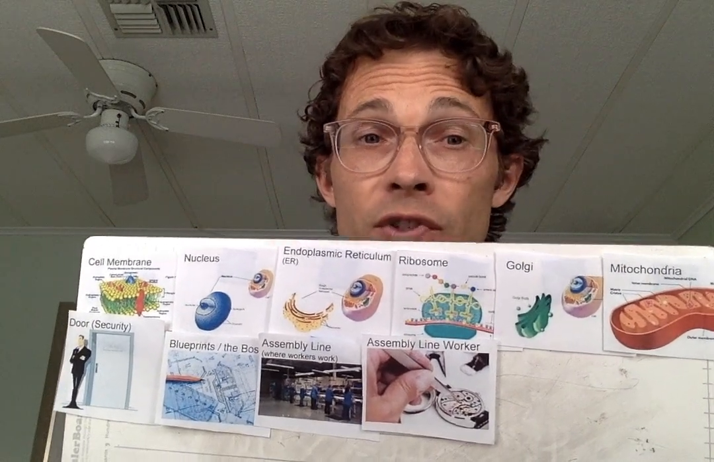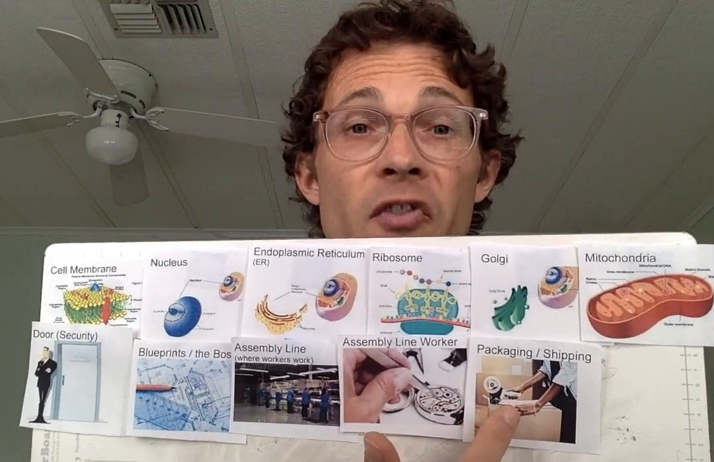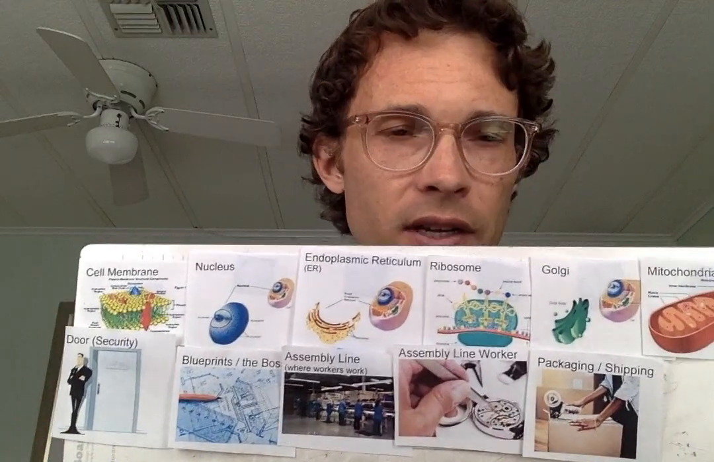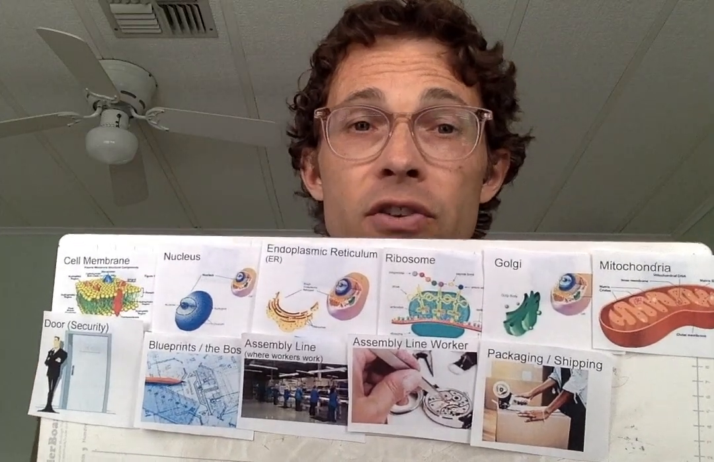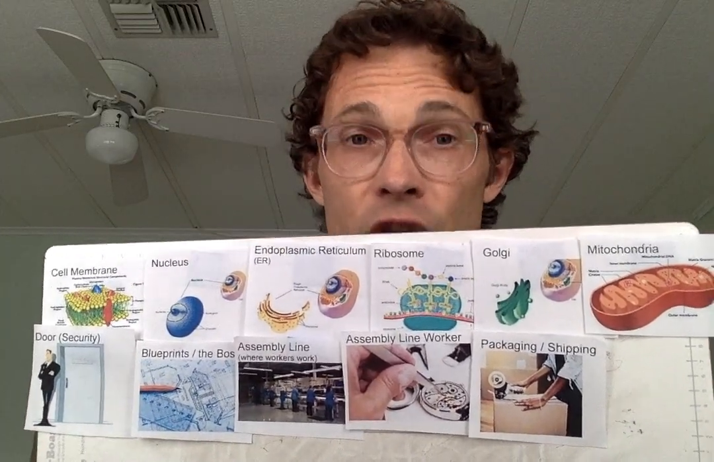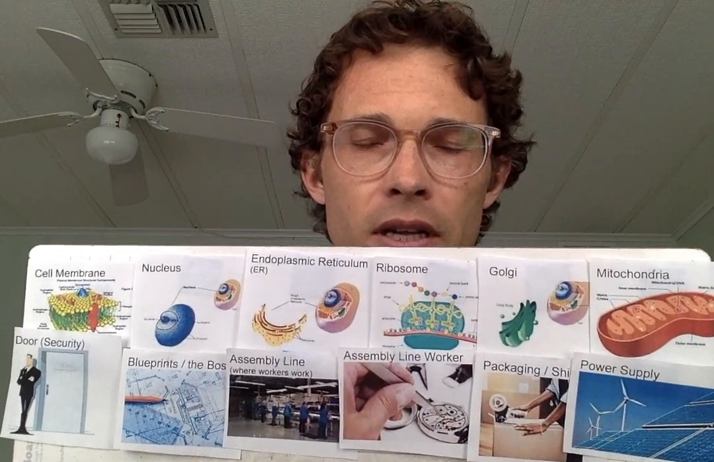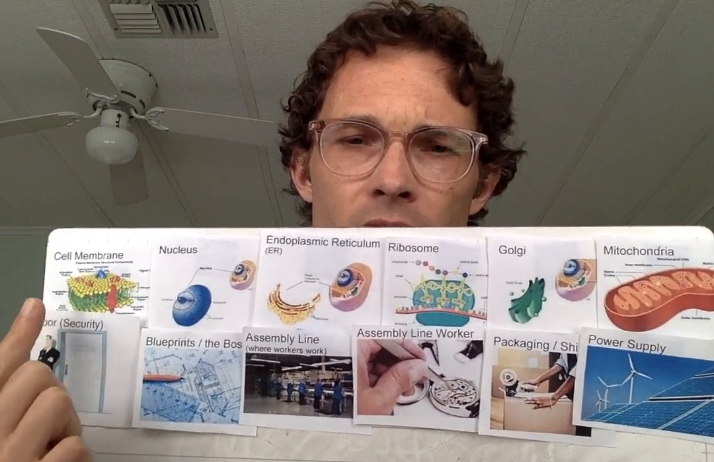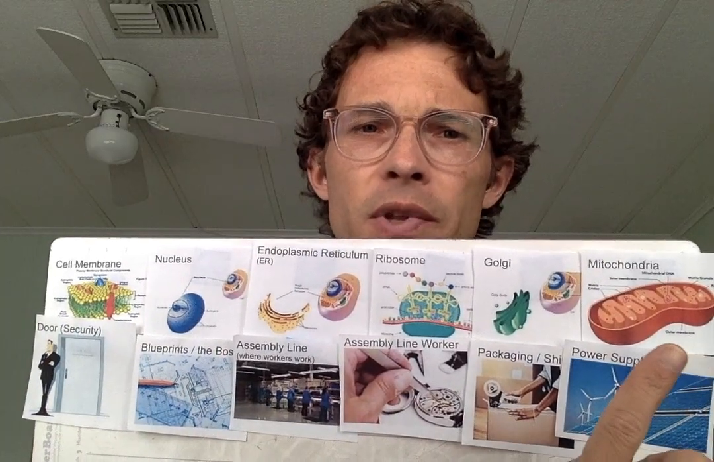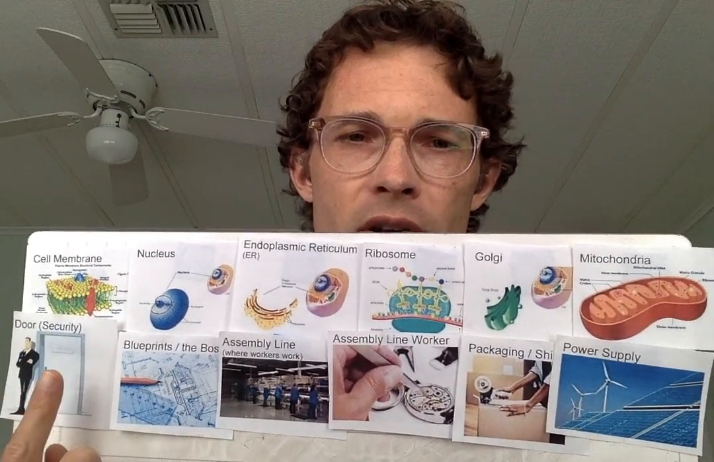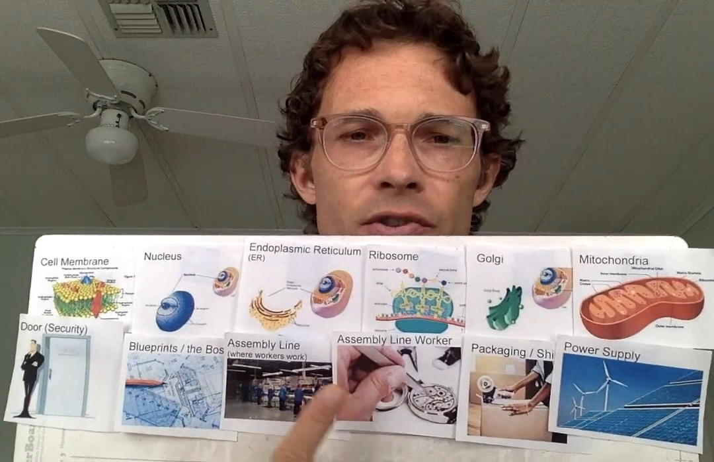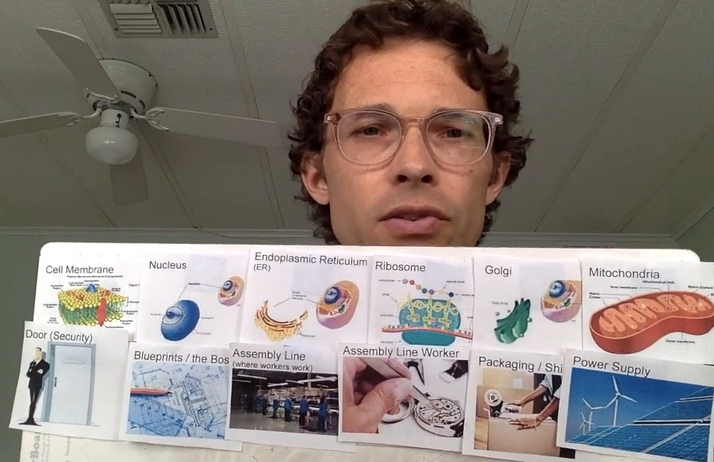Then once you're done, once you've made your watch, you need to put it inside of something, some type of packaging that you're going to then use to ship out your product. And the whole thing requires energy, right? Because you need power to run your factory. And that's the mitochondria. So if you think about these organelles, it sounds a little complicated, but when you talk about it in terms of an analogy to a factory, it can be a little bit easier to understand.